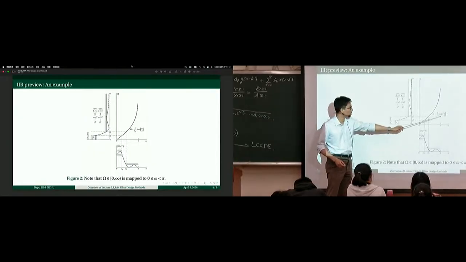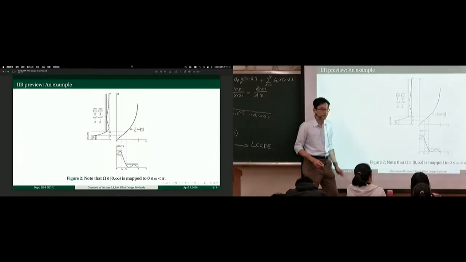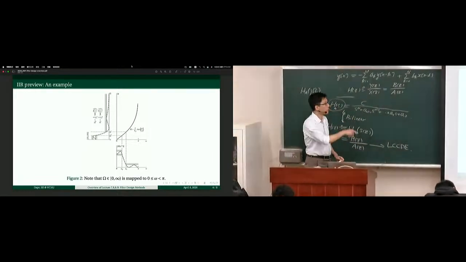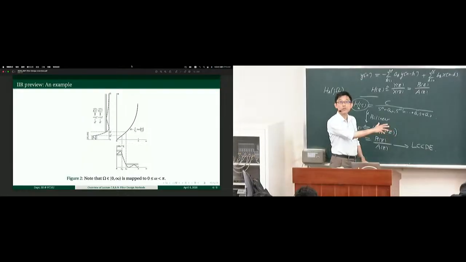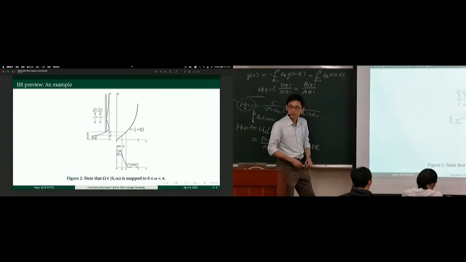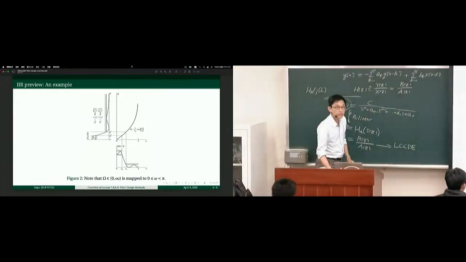Okay? This relation. Of course, we've been missing a lot of details, but sort of to give you an overview of how we design an IIR filter, using low-pass filter as an example.